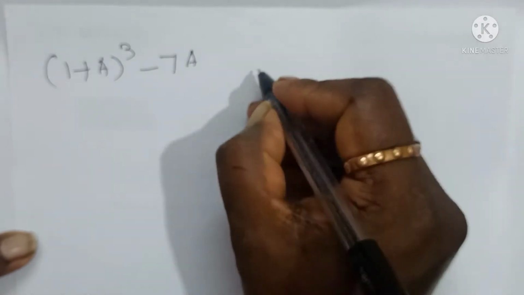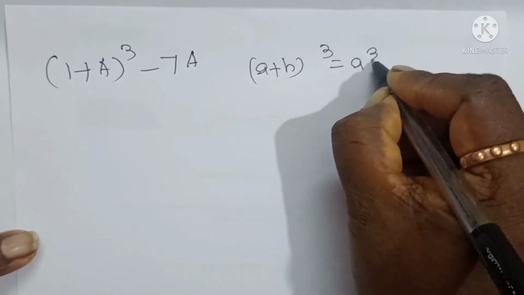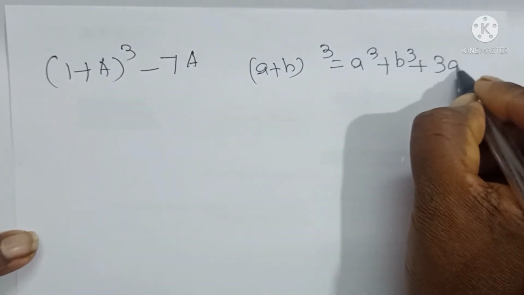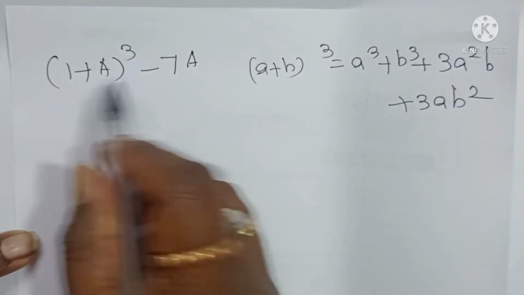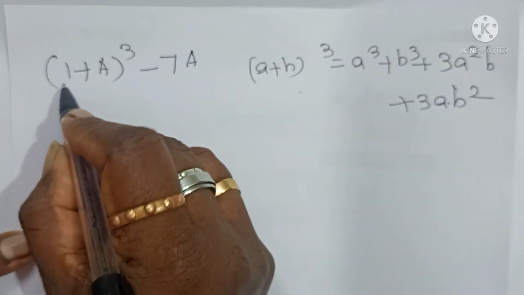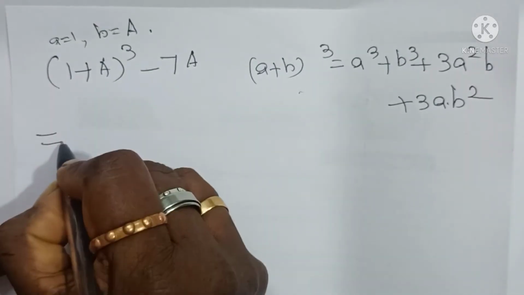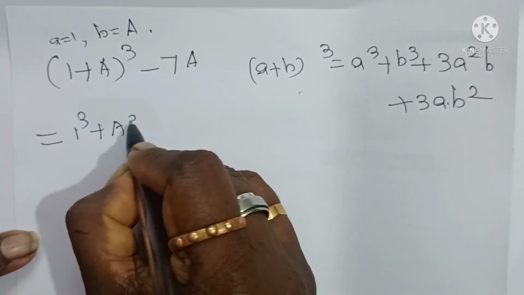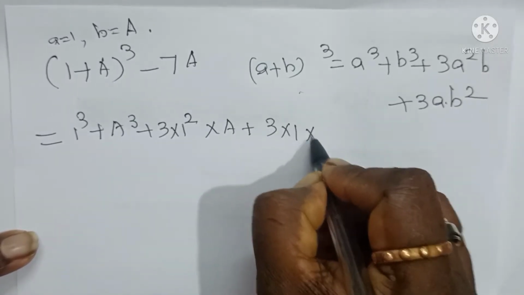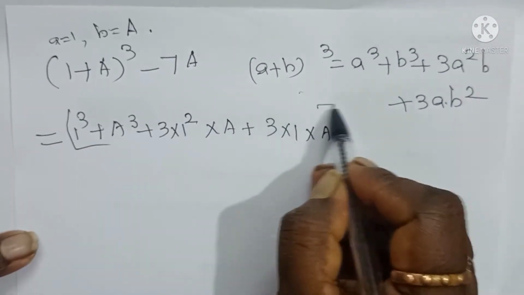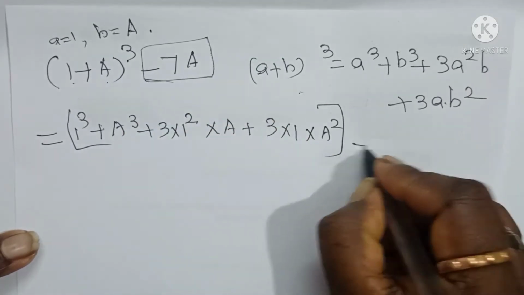What is the formula for (A plus B) the whole cube? (A plus B) the whole cube is equal to A cube plus B cube plus 3A square B plus 3AB square. So you have to use this formula here. Here A is equal to 1 and B is equal to capital A. So it is equal to 1 cube plus A cube plus 3 into 1 square into A plus 3 into 1 into A square. This is for (1 plus A) the whole cube. Don't forget to write the minus 7A.